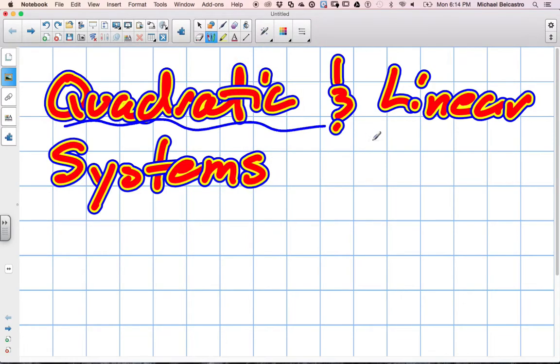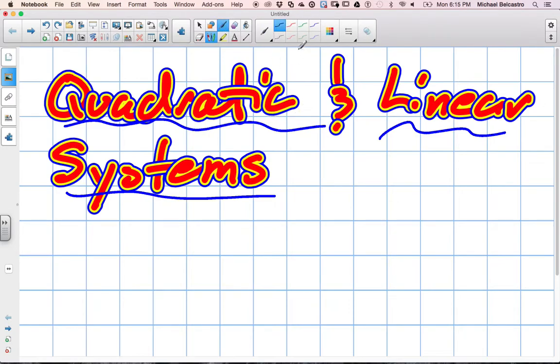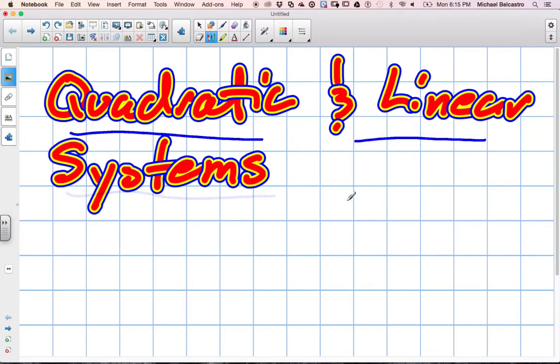We're going to look at quadratic and linear systems. We had a big setup for this, but what we're going to do is talk about the different ways to look at a quadratic and a linear equation. And then a system would be where, if there's a quadratic, the linear line would intersect it.